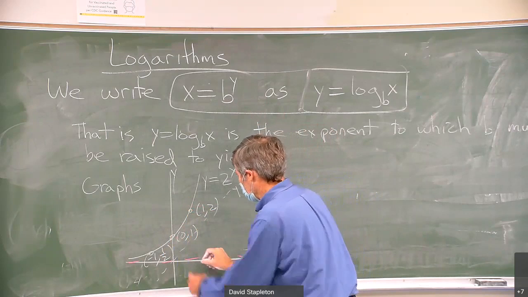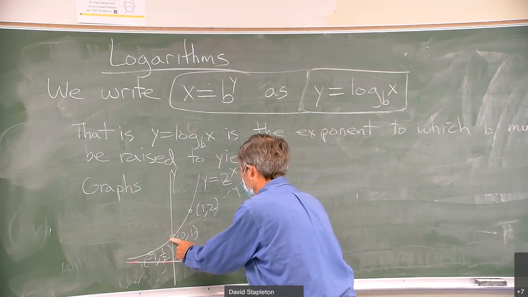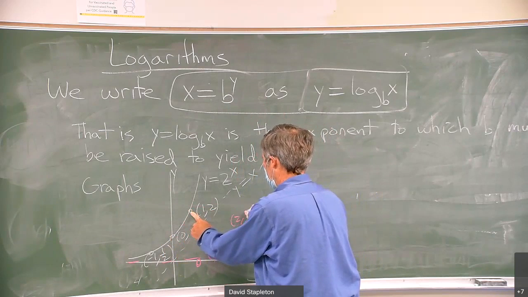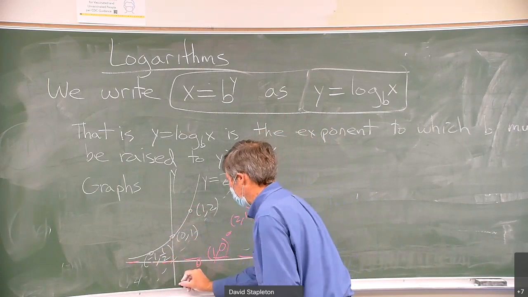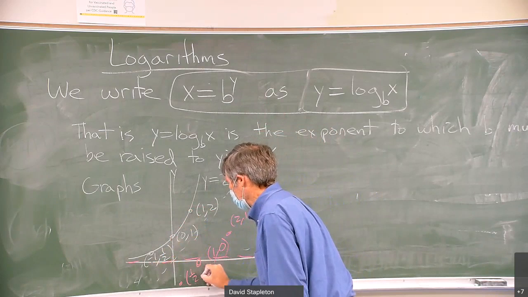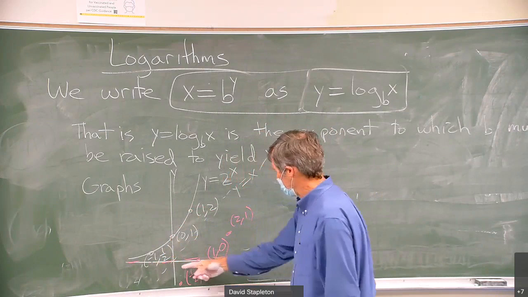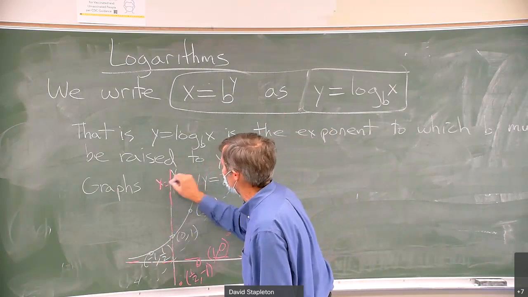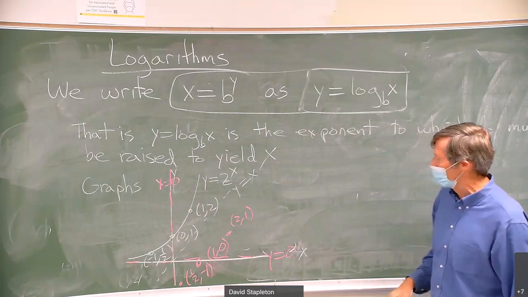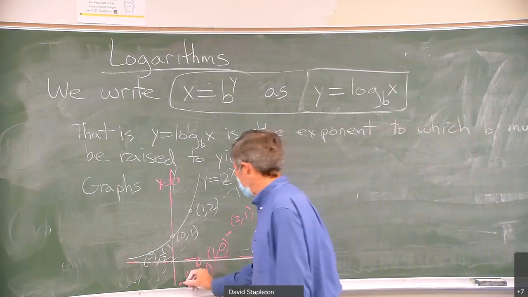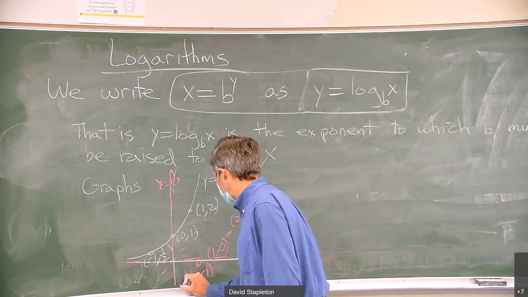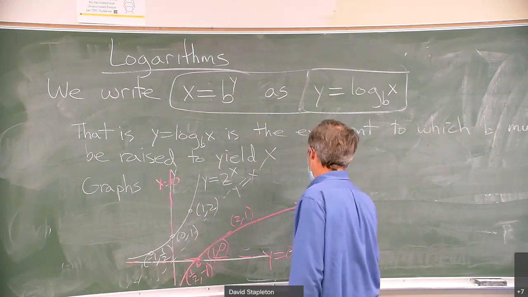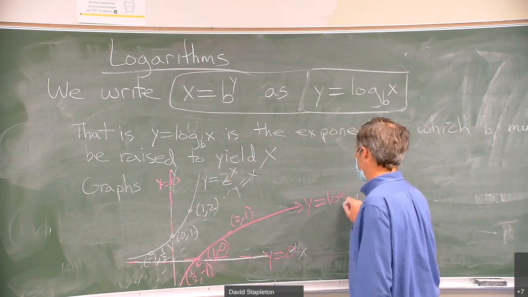And it looks like this. Instead of going through (0, 1), it goes through (1, 0). Instead of going through (1, 2), it goes through (2, 1). Instead of going through (-1, 1/2), it goes through (1/2, -1). And instead of having asymptote y equals 0, it has asymptote x equals 0 because it interchanged the axes. So it's a vertical line instead of a horizontal line, and you draw exactly the same shape graph. So a logarithm is the same shape as an exponential, just flipped over. And it looks like this: y equals log base 2 of x.